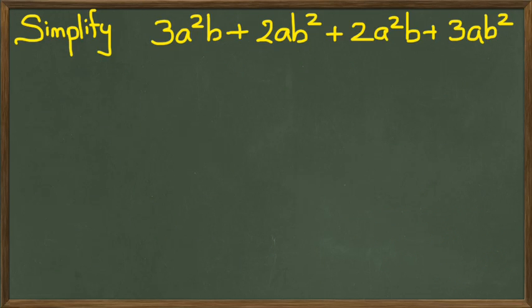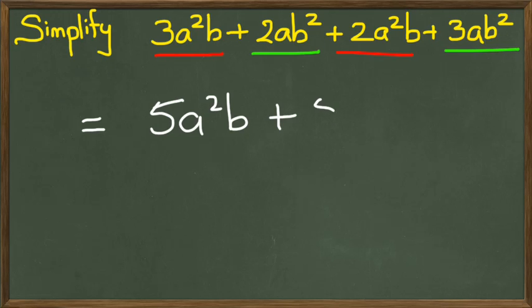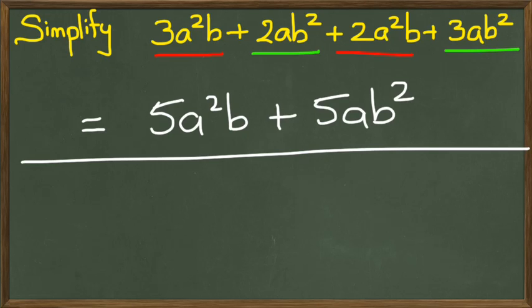Nice and simple one, all right? What are we looking for here? Like terms. What are your like terms here? We've got a squared b here. Is there another a squared b there? Yep, 2a squared b. What about ab squared? Do we have another one of these? Obviously. That was the easiest one, and so your answer is going to be 5a squared b plus 5ab squared. Simple.